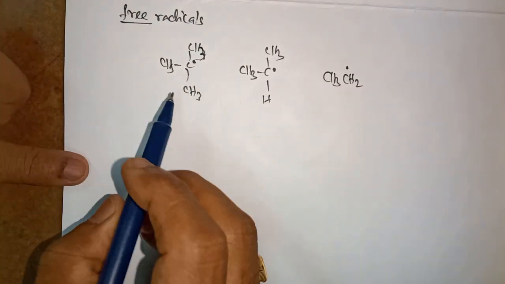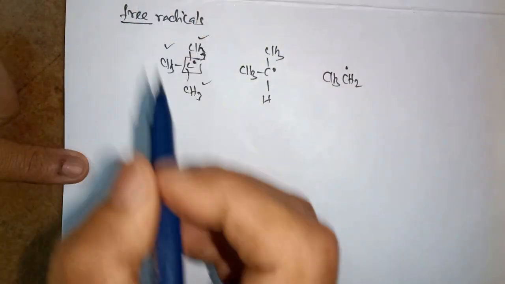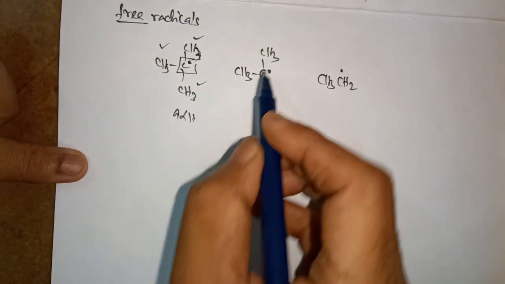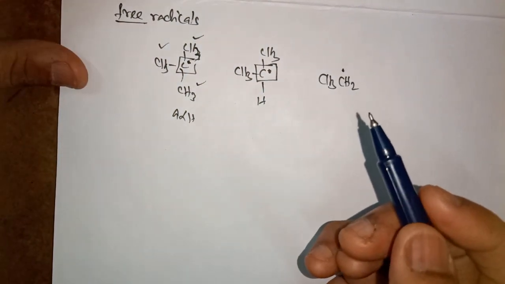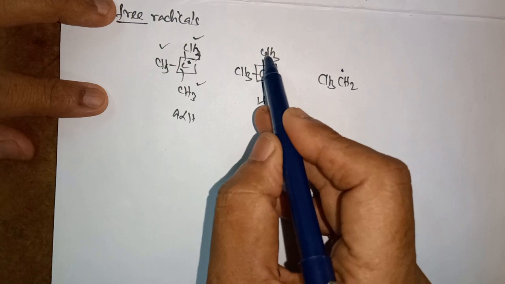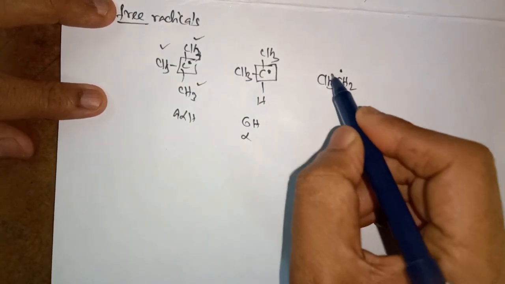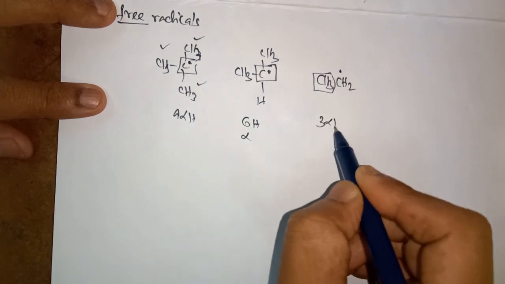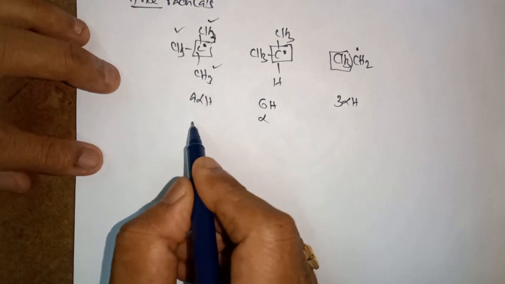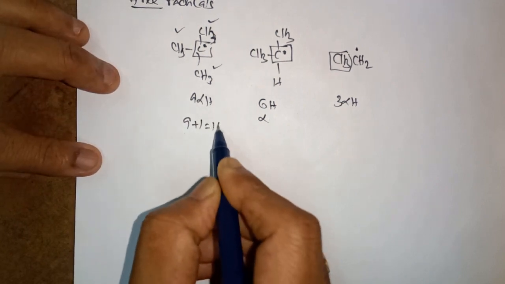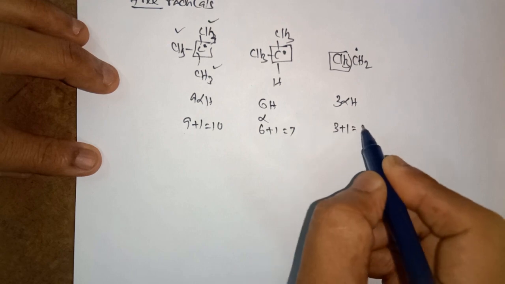Now you come to this. This free radical has how many alpha carbons? You see this is alpha: 1, 2, 3. How many alpha hydrogens? Here 9 alpha hydrogens, here 6 alpha hydrogens, and here 3 alpha hydrogens. So the number of hyperconjugative structures for this is 9 plus 1, that is equal to 10. Here it is 6 plus 1, equal to 7. Here it is 3 plus 1, that is equal to 4.